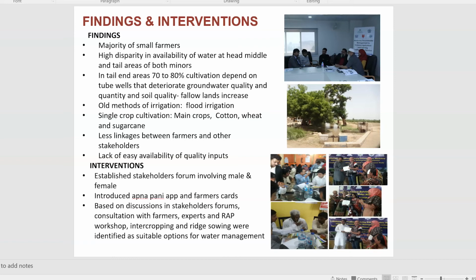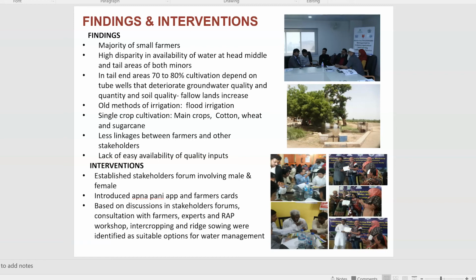In tail-end areas, 70 to 80% of cultivation depends on tubewell water, which causes deterioration of both quality and quantity of groundwater. It adversely affects the soil quality as well. Therefore, the area of fallow land is increasing with the passage of time. Farmers use flood irrigation and monocropping. Less linkage between the farmers and the stakeholders was observed, and quality inputs at proper prices are also not available to the farmers.